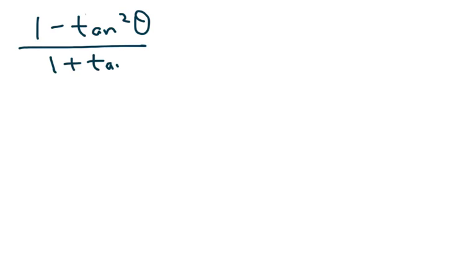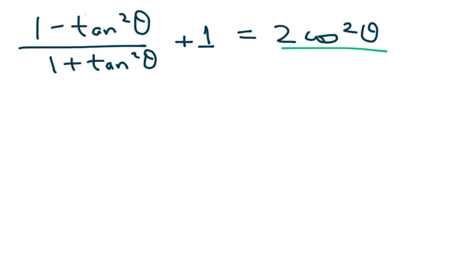Okay, the next one is 1 minus tan squared of theta over 1 plus tan squared of theta, and then we have this tag-along guy, and this is supposed to equal 2 cosine squared of theta. Again, you can't get any simpler than that.